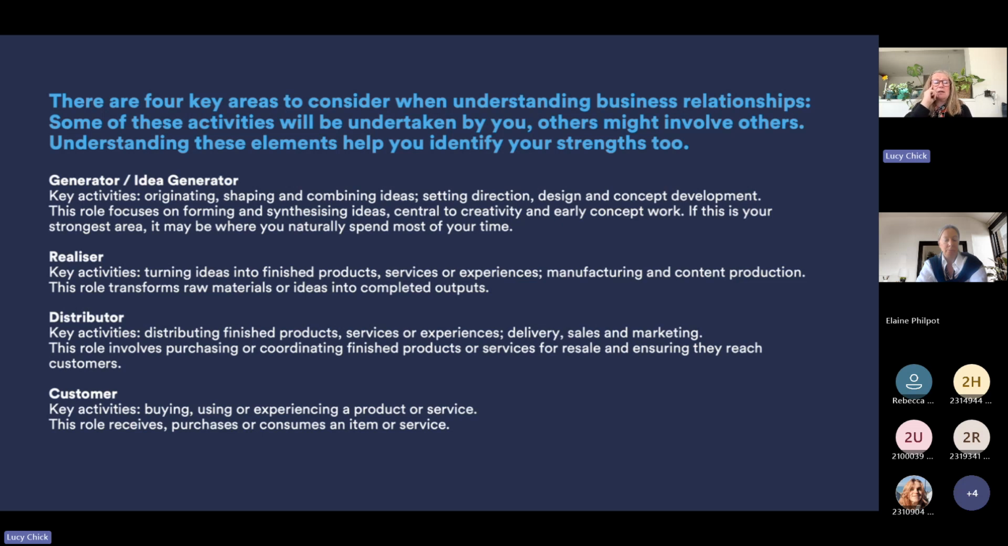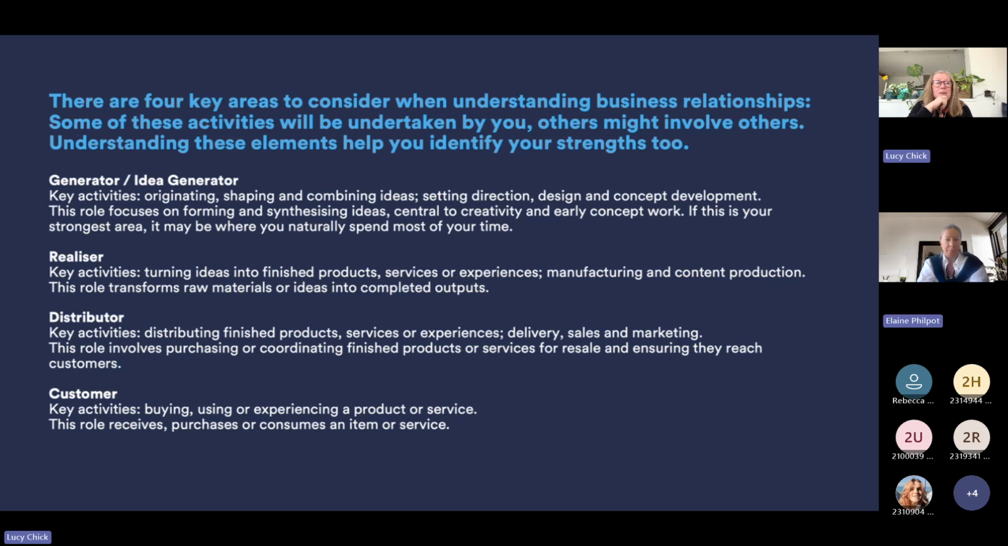Then there's distributor, and they distribute finished products, services, or experiences. So maybe they're doing marketing, maybe they're delivering things for you, maybe it's an online platform which helps sell for you. Maybe it means where you're retailing to somebody that's involved. So this is where somebody's getting your product or service out to the customers.